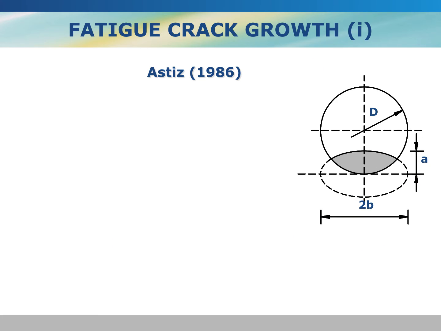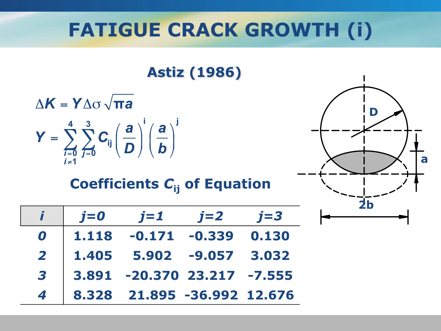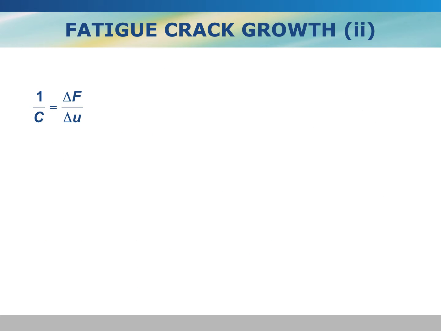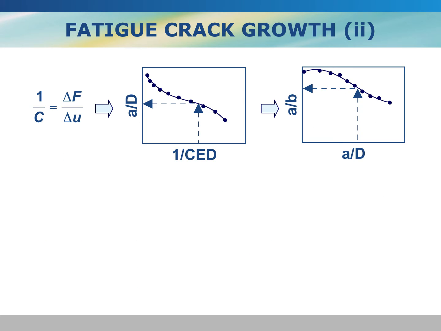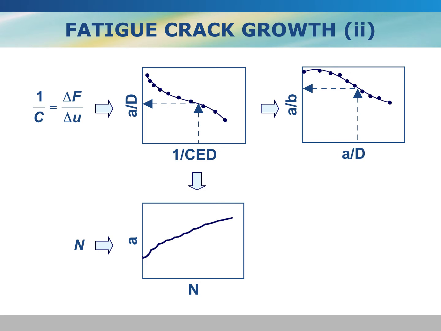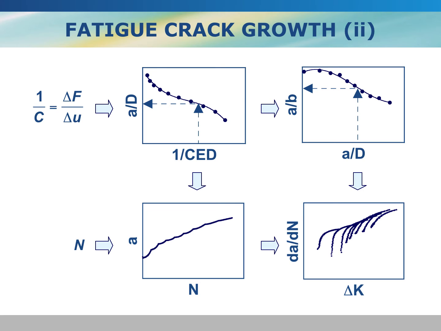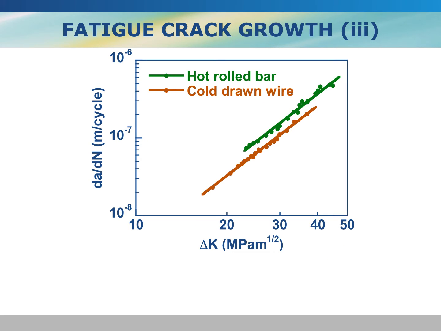Fatigue crack growth was evaluated by using the stress intensity factor solution proposed by Miguel Ángel Astiz in 1986. This is the solution with the coefficients of the equation, and fatigue crack growth was monitored by a compliance method to evaluate the Paris law. These are the results of the Paris law, da/dN versus delta K for the hot roll bar, green color, and the cold drawn wire, orange-red color.